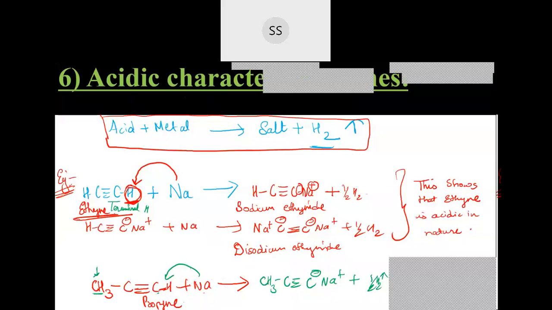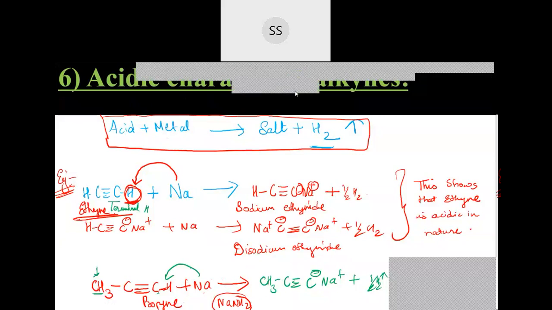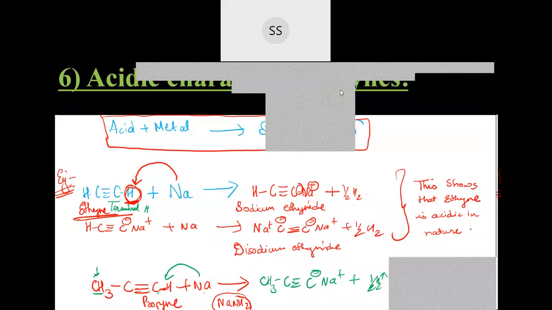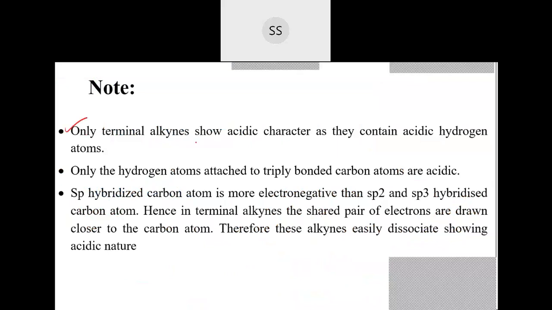During the preparation of alkynes, if you remember, we have made use of Na and NH2. Because it's very good at taking H plus ion. It's a strong base which can take H plus ion very easily. So here it's the same thing I explained just now, that terminal alkynes show acidic character because of the triple bond.